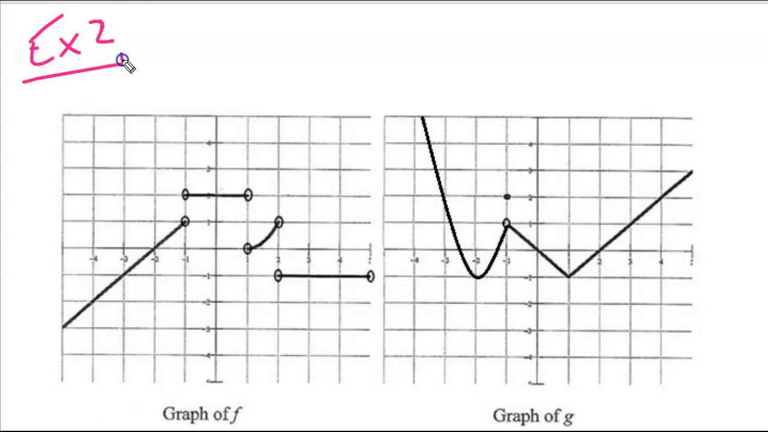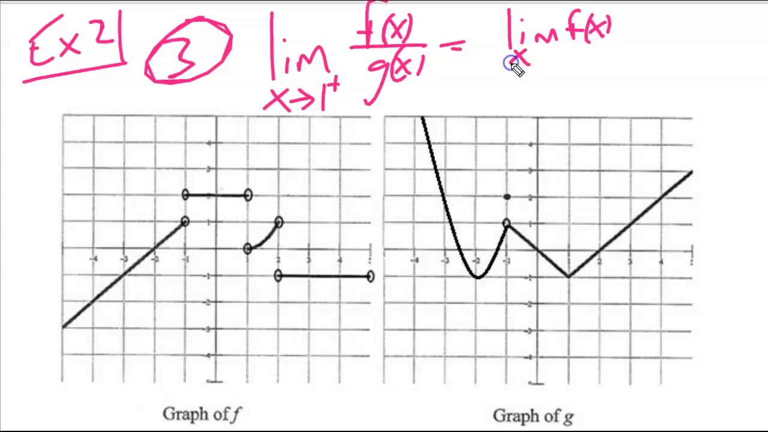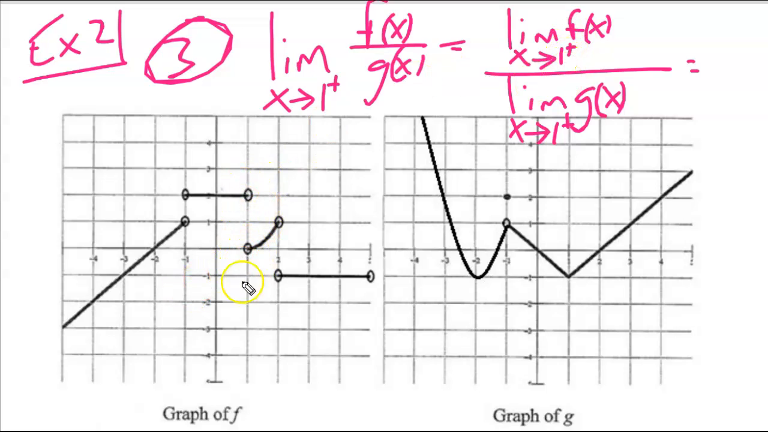Now we're on example 2, number 3. And we're being asked to find the limit as x approaches 1 from the right, which is what that little plus means, of f of x over e of x. And as you guys know, that means I need to find the limit of f as x approaches 1 from the right. And I also need to find the limit of g as x approaches 1 from the right. Okay, so let's do that. The limit of f as x approaches 1 from the right. So here's where x equals 1 is. Now I've got 2 points to choose from. I've got one up here, and I've got one down here. Now since I'm approaching 1 from the right, we're coming from this direction. And so the y value that I'm approaching there is 0.